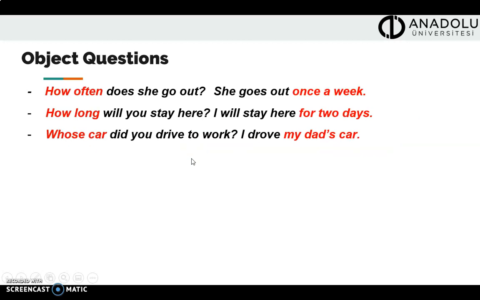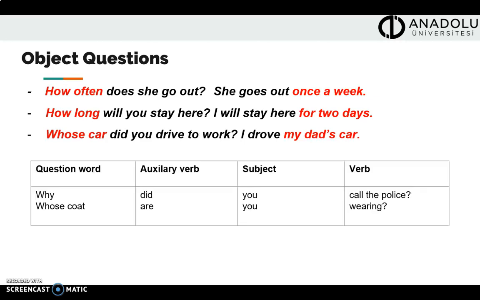Now let's have a look at object questions. Object questions are also called open questions, and we use different question words to ask object questions depending on the information we want to get. We use a question word. It may be why, when, where, how. And after that the word order is not very different from the yes/no question. We change the places of the auxiliary verb and the subject, and we make our questions.